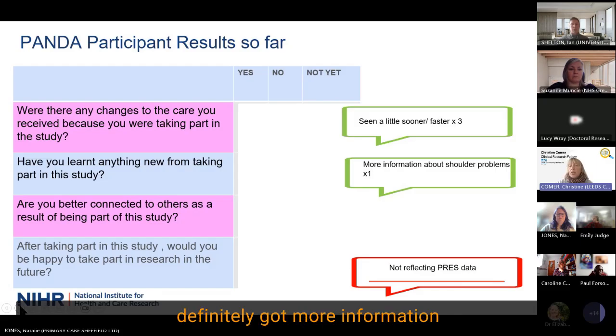One of the participants felt that they definitely got more information around their shoulder problem than they perhaps would have done normally. And I think what was really interesting for us is that the question around whether or not they would take part in research again based on their experience in this particular trial, we actually got a couple of negative responses to that, which we've never picked up in our participants in research experience surveys. That's the PRES data that all trusts have to collect from participants in their research trials. So that's something that we want to delve into a little bit more in the future and just explore with participants. So next slide, please, Nat.